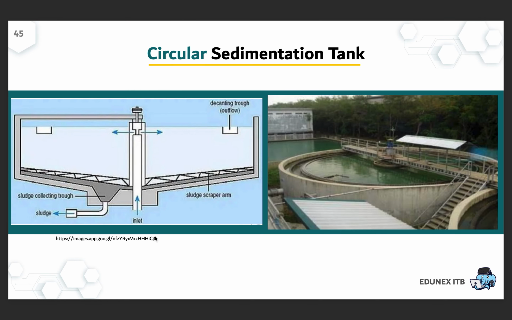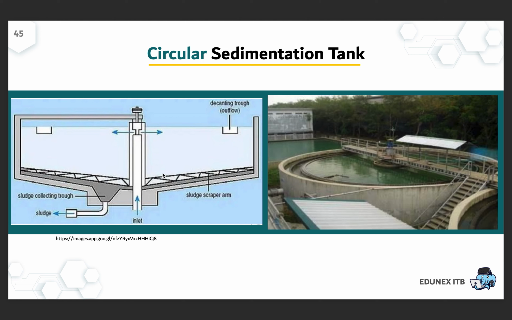This is the circular sedimentation tank. Usually in the circular sedimentation tank, we have the fluid inlet from here, from the bottom, and then the fluid will go up and enter the sedimentation tank. The outflow is on the outer side of the tank. So when the fluid moves from here to here, the particles will be gravitationally separated and then deposited on the bottom of the sedimentation tank.